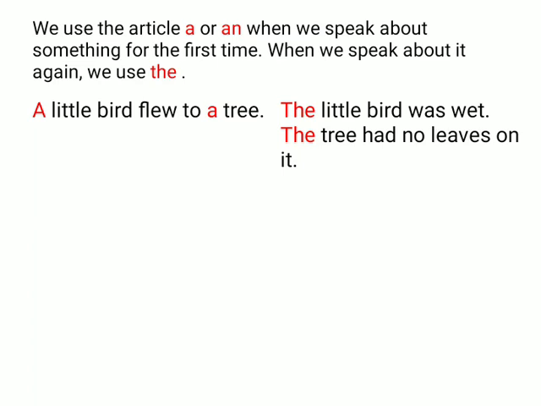In example 3, the tree had no leaves on it. Again we have used the article the, because again that word tree has been repeated here. So we have used the article the in this example. So whenever we speak about it again, we use the article the. I hope you all have understood all these concepts very well. Now let's do some activities. That is activity number 1.